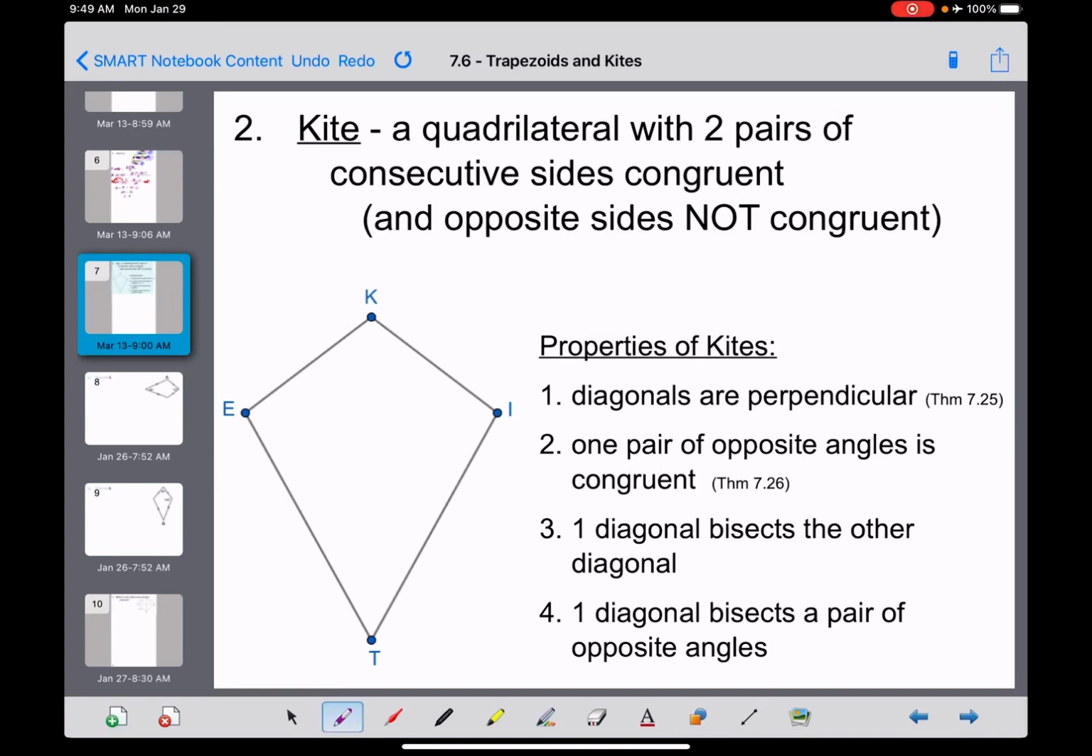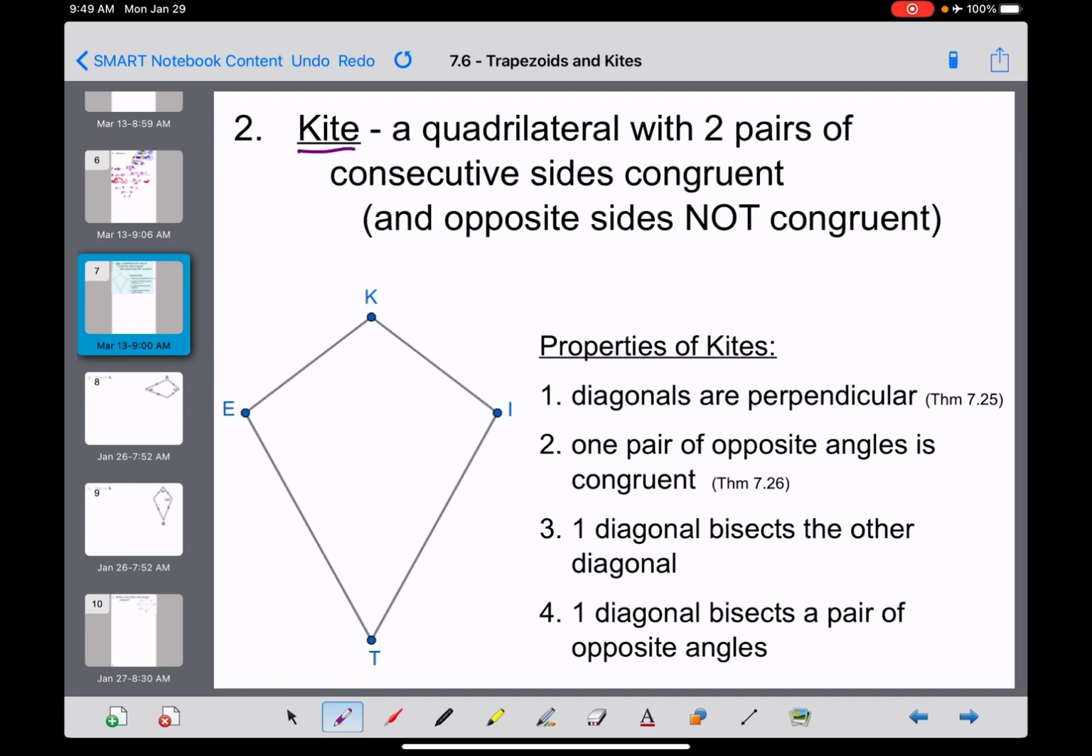All right, and here we go with the end of section 7.6. The last quadrilateral we are going to learn about here in chapter 7 is called a kite. And a kite is one of those things that almost sounds like a made-up thing. Like, really? We're going to study something about that? It's called a kite? Yeah, we're going to run with that.